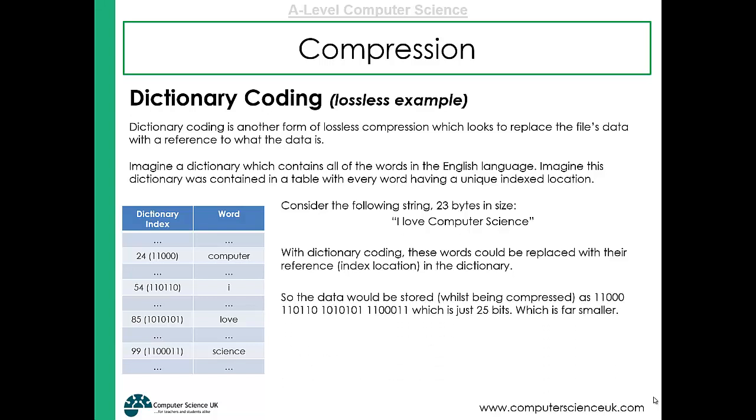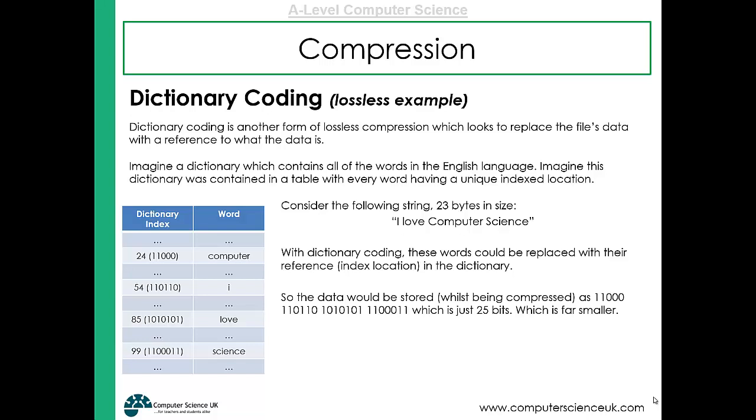So the data would be stored whilst being compressed as, well, the letter I, okay, is at index 54. So that in binary is 110110. So instead of storing the letter I as a byte, we can store it with just 6 bits for the number 54, or a byte anyway. But let's look to the next one because this is more important. If you look at the word love, that obviously would usually be 4 bytes in size. However, if you look in the dictionary, love has got the index location of 85, and we just need 1 byte to represent that number 85 as 1010101.